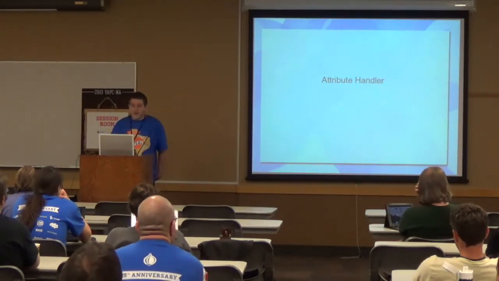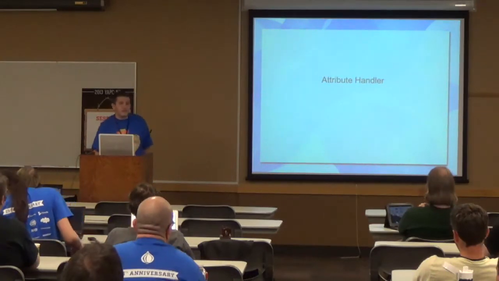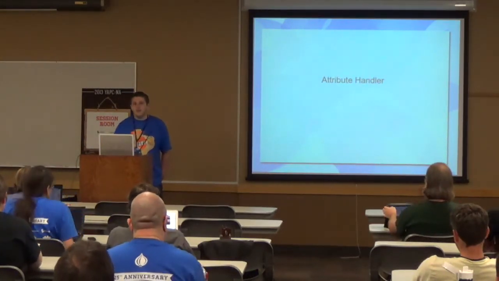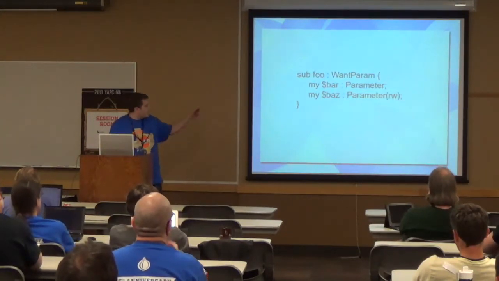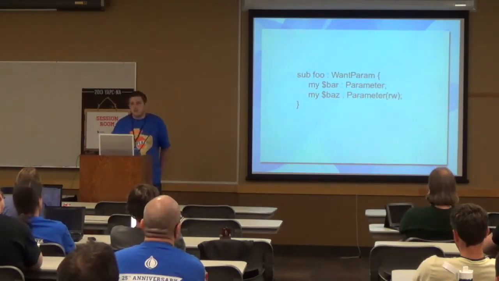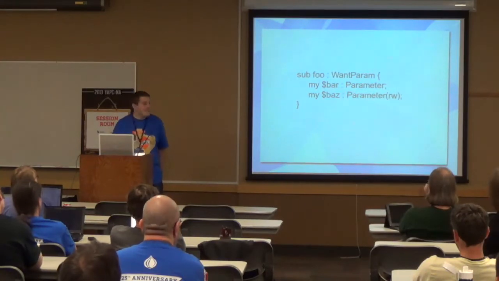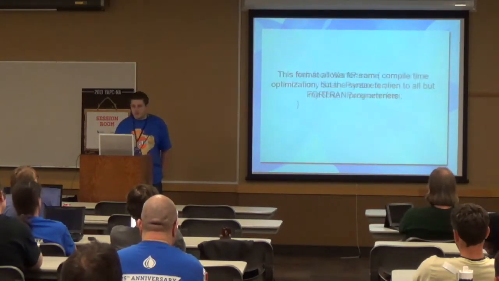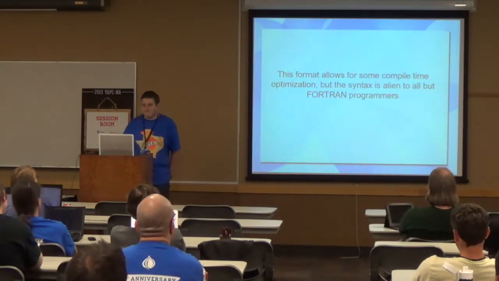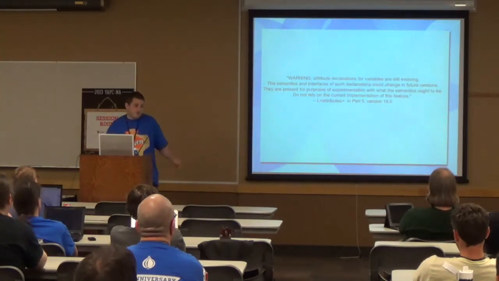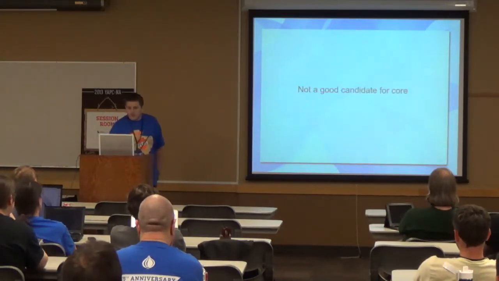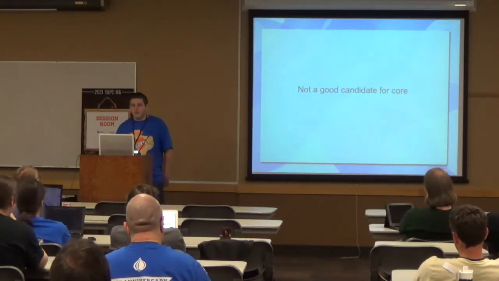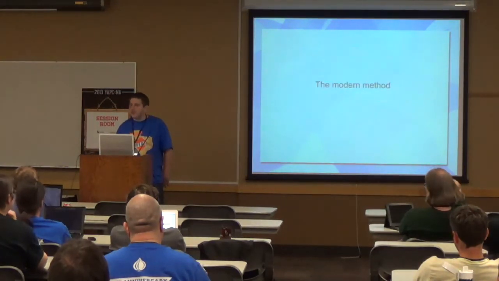So I like this one. This was more of a curiosity to me. So attribute handlers. There's a module on CPAN that does it like this. Subparameters. I guess that's a subsignature. It's a subsignature if you're used to Fortran. Which, whatever. But attributes are still experimental in 5.18. Not a good candidate. Nobody really wants it anyway, and it's dangerously implemented.